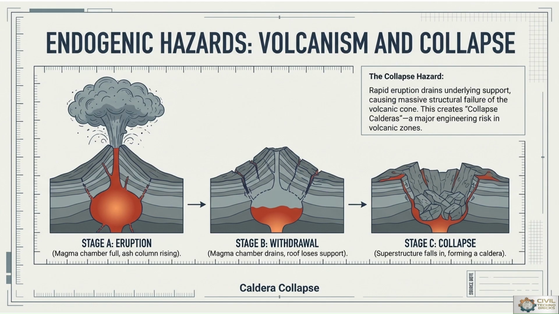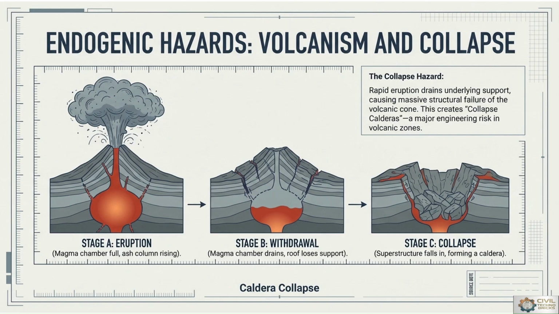Stage A explains where magma rises and volcanic eruption begins, describing how ash columns and lava movement create severe environmental and structural hazards. Stage B explains where the magma chamber becomes empty after eruption, and how loss of underground support weakens the volcanic structure. Stage C describes where collapse occurs, forming a large depression called a caldera, which concludes that collapse calderas represent a major engineering risk in volcanic regions.